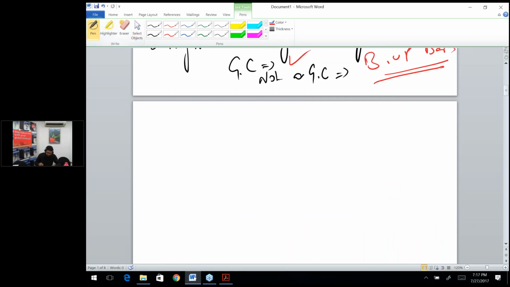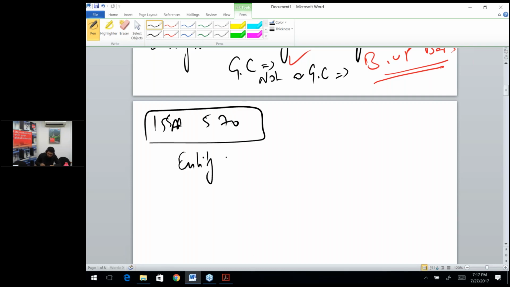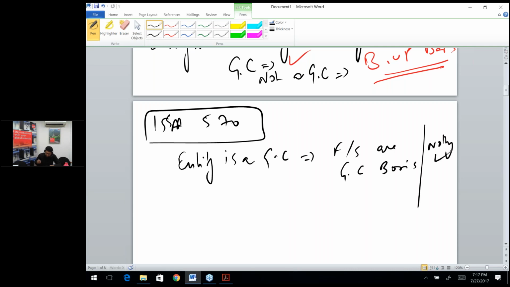What does ISA 570 tell us? First of all, if the entity is a going concern and the financial statements are prepared on going concern basis, then you have to do nothing as an auditor. Everything is okay, everything is fine.